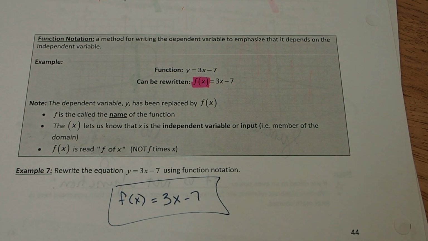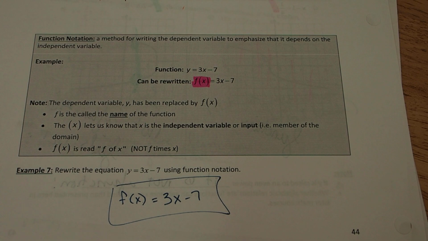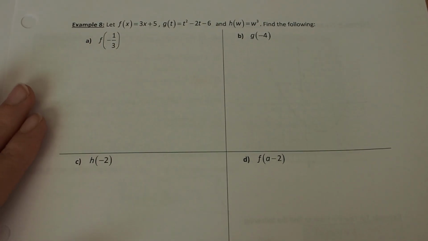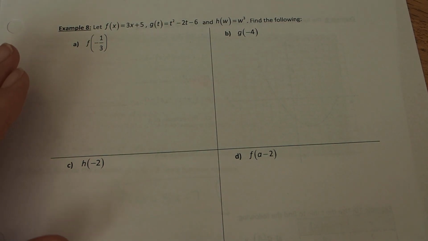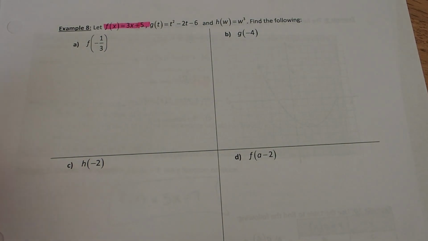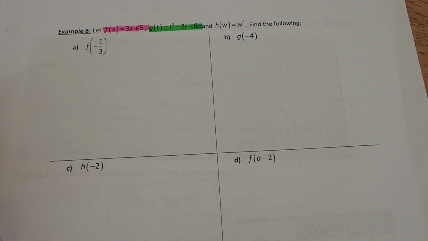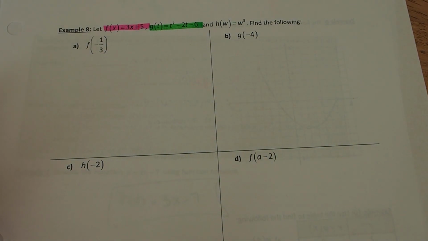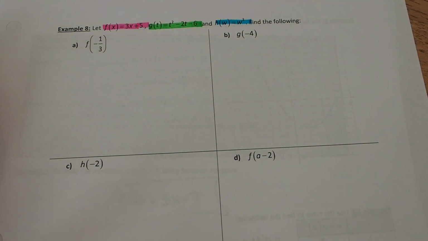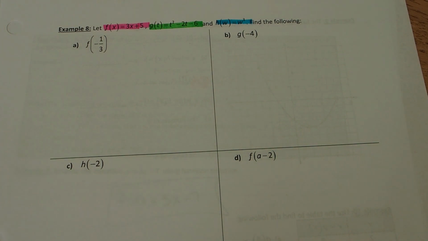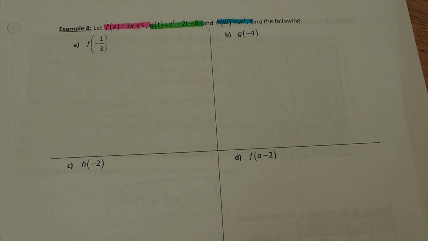Okay, so on the next page, we're going to have several things in function notation. I have 3 equations across the top. I've got an equation for the function f. F of x is 3x plus 5. I've got an equation for the function g. G of t is t squared minus 2t minus 6. And I've got a function h where h of w is w to the third. Having 3 different names, f, g, and h, is more convenient than having them all y equals and you're not sure which equation you need to use.